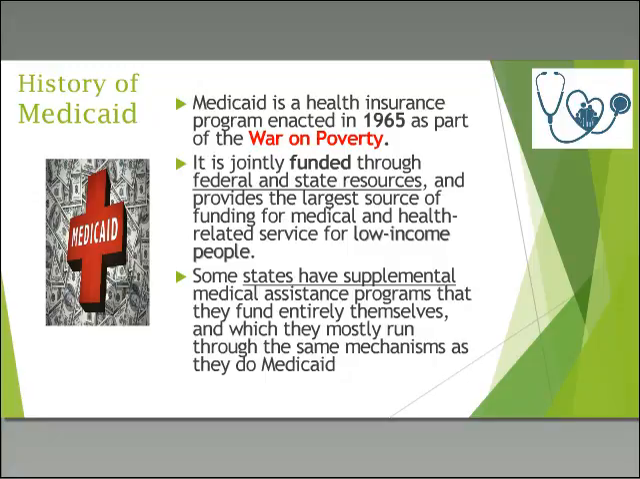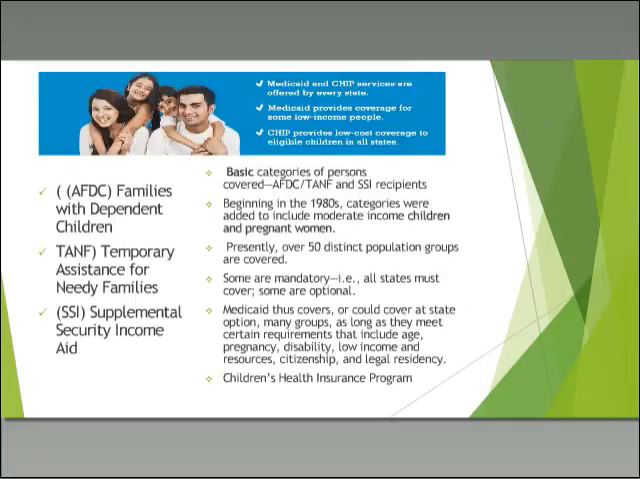On the next slide, we can see the mandatory eligible groups. The basic categories are AFDC, TANF, and SSI, and they're described here on the left. You can see what this means. Beginning in 1980, categories were added to include moderate income children and pregnant women. Medicaid covers many groups as long as they meet certain requirements that include age, pregnancy, disability, low income and resources, citizenship, and legal residency.